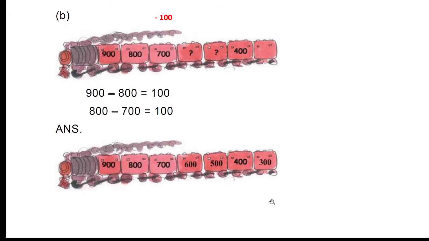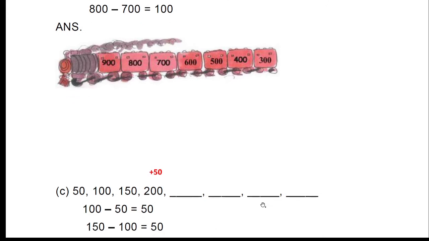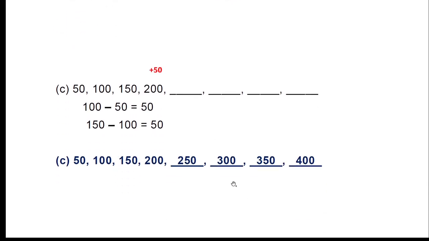Okay, moving to the next question. Now here you have 50, 100, 150, 200 increasing numbers. Okay, so 100 minus 50 equals 50. 150 minus 100, again we are getting 50.